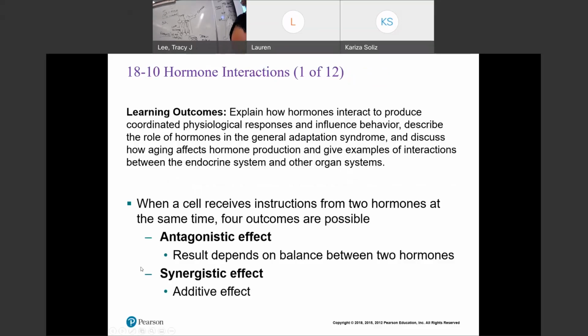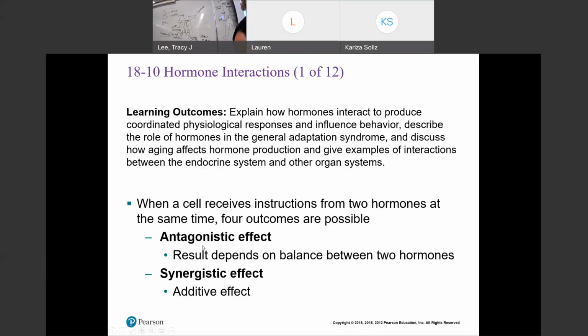You should know on your hormones, we have an antagonistic effect or a synergistic effect. Antagonistic just means it does the opposing effect. Synergistic means it works together to amplify an effect. Kind of like muscles. We talked about this with muscles, right? We had an agonist, an antagonist, and a synergist where we have multiple muscles working to do something.